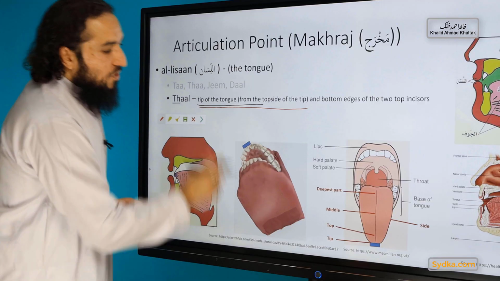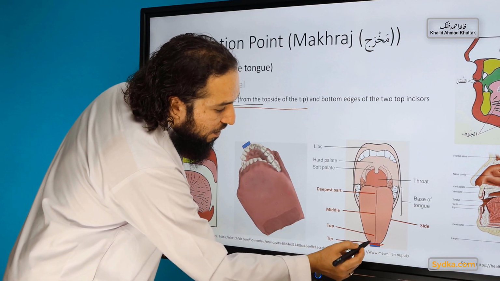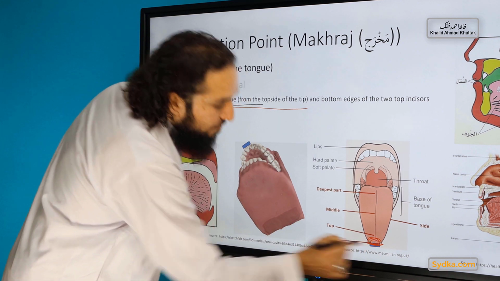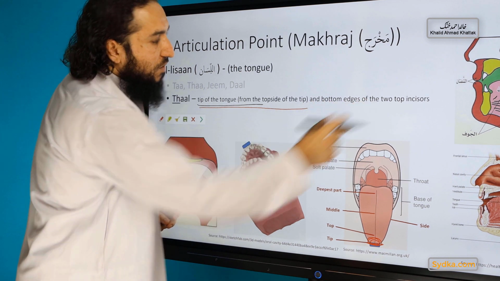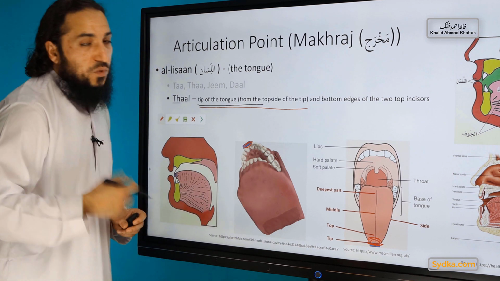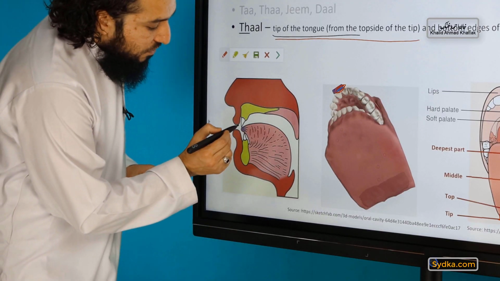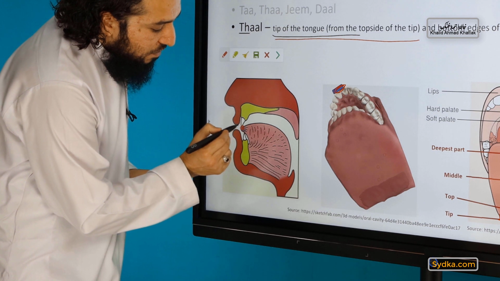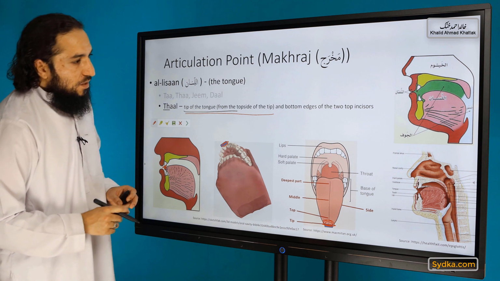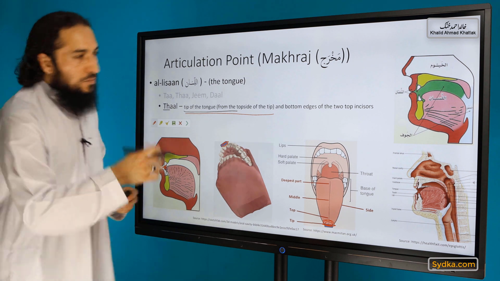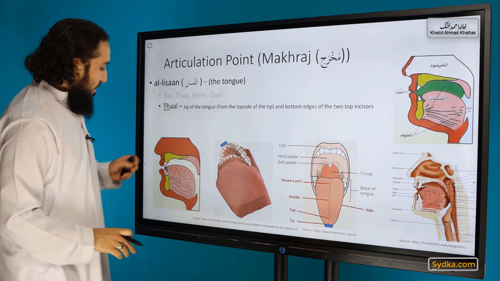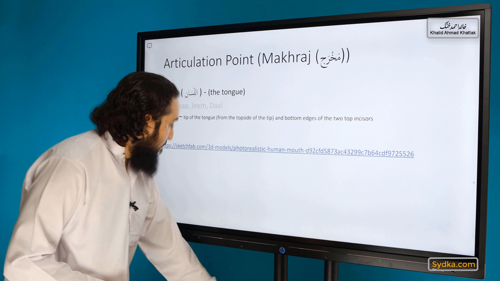So the tip of the tongue, we have in the tip the top side. We take the top side of the tip of the tongue, and it touches the bottom edges of the top two incisors when we are pronouncing them. If you see another diagram, that's the top side of the tip of the tongue, and this one is the bottom edges of the two top incisors. I'll explain this in the 3D model, which will make it a bit more clear.